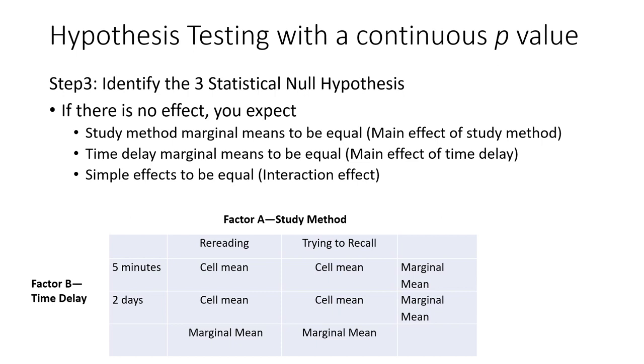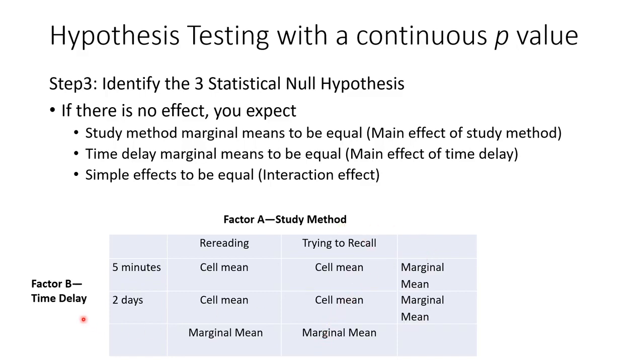The next step is to identify the statistical null hypothesis, and in this case, you're going to have 3 different null hypotheses because you have 3 different tests. You have a study method null hypothesis, a time delay null hypothesis, and an interaction null hypothesis. The study method null hypothesis is that the marginal means are going to be equal. Again, if the marginal means are equal, they're going to generate no variability between them, and the numerator of the F and the denominator of the F will be about the same value, so you'll get something close to 1.